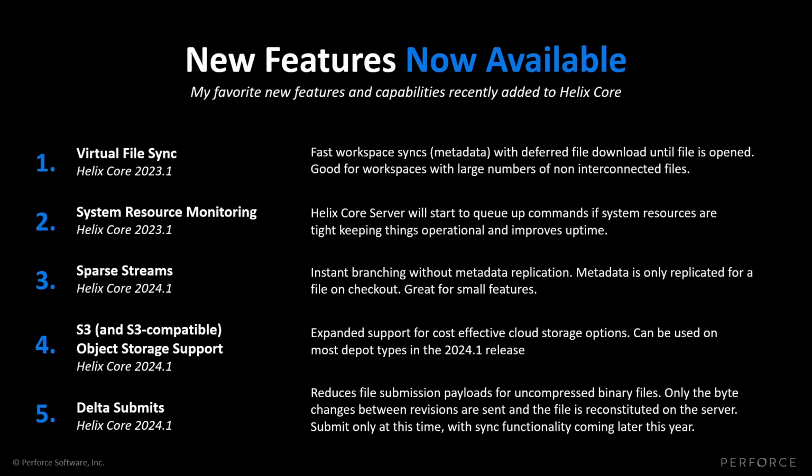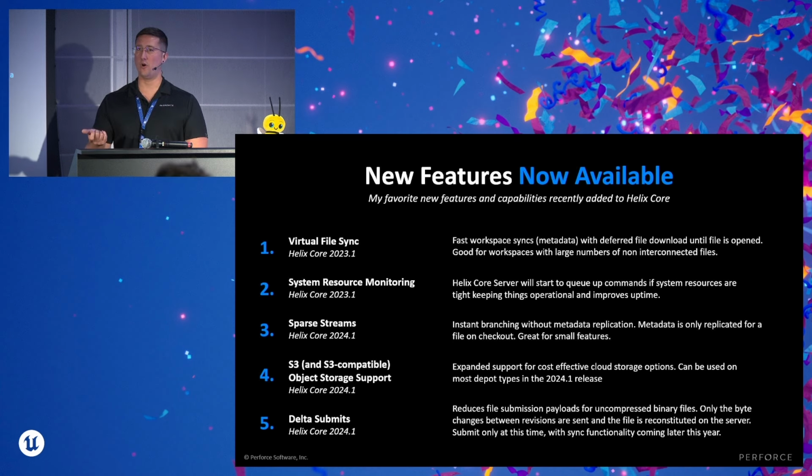Starting from the top, there's virtual file sync, and this is for Windows clients. Effectively, this is to make your initial syncs go much quicker. Normally, if you're not using virtual file sync, when you sync your files down, it's going to copy all your metadata to your workspace and then copy all those files immediately to your system. With virtual file sync, it will instead just copy the metadata to your server and then put stubs in your local workspace. Now, when you go to open one of those files, it will then download that file at that time. So it's kind of a deferred download.